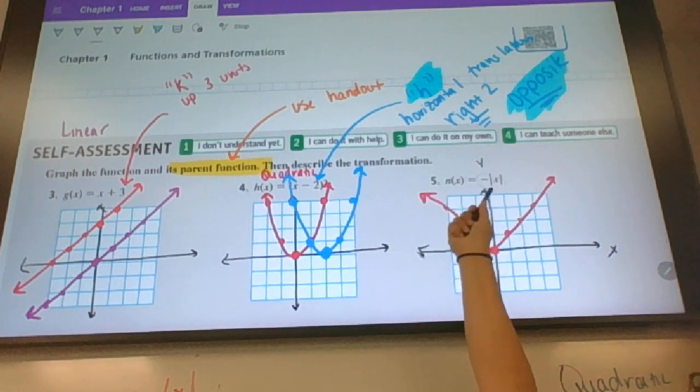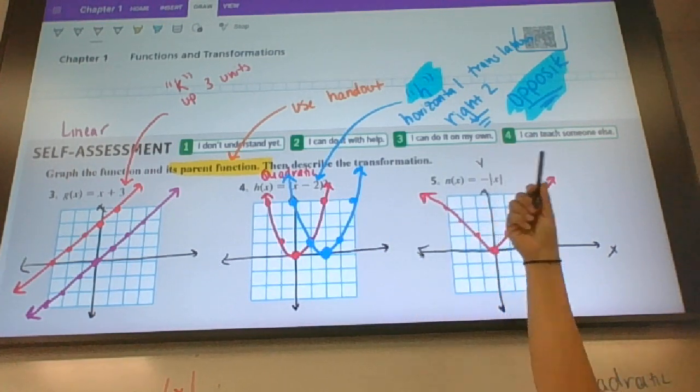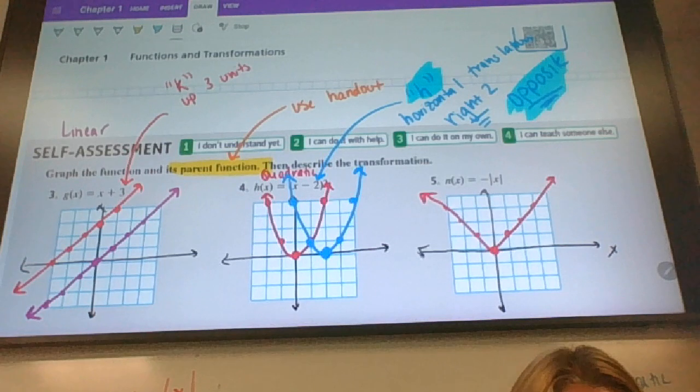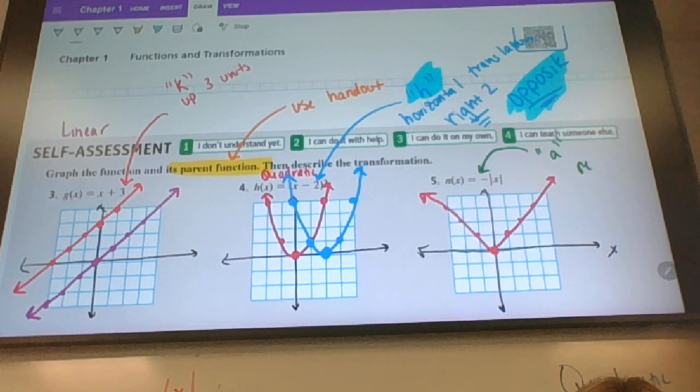The only thing different here from the parent function is the negative sign in front. Is that negative sign an A, an H, or a K? It's in the A spot, and it's negative, so this is a reflection. We just need to flip it across X. The negative sign flips it.